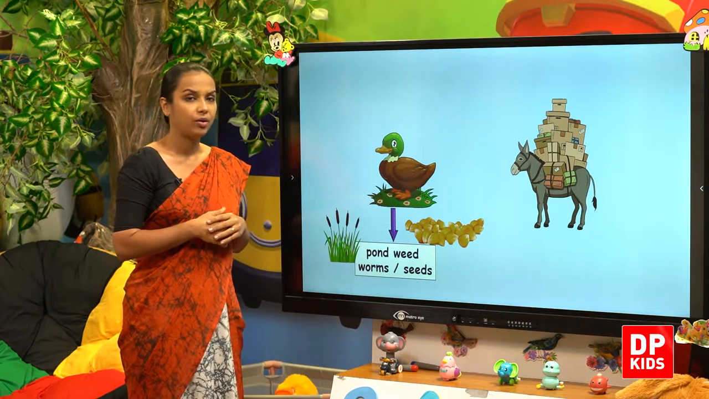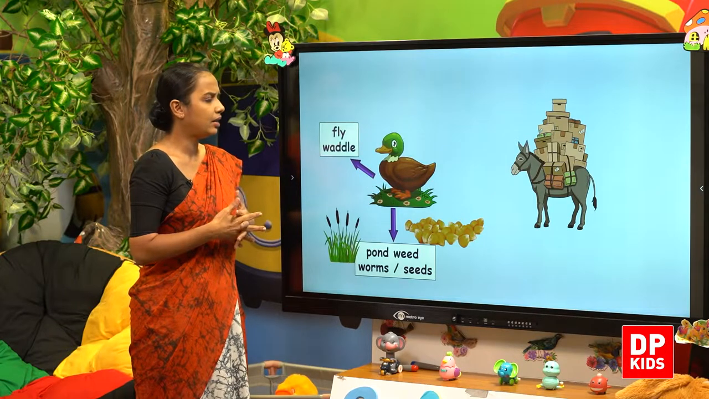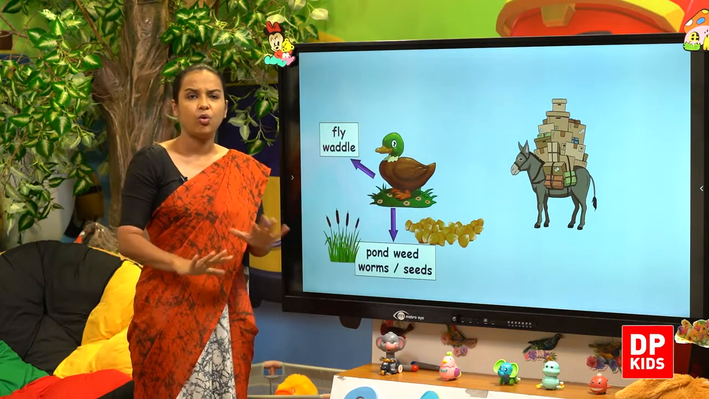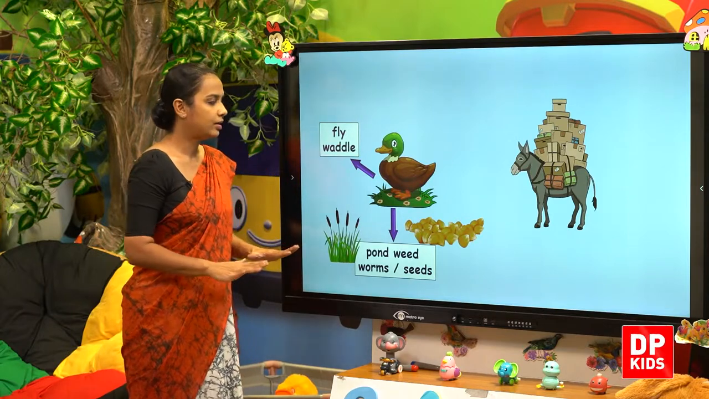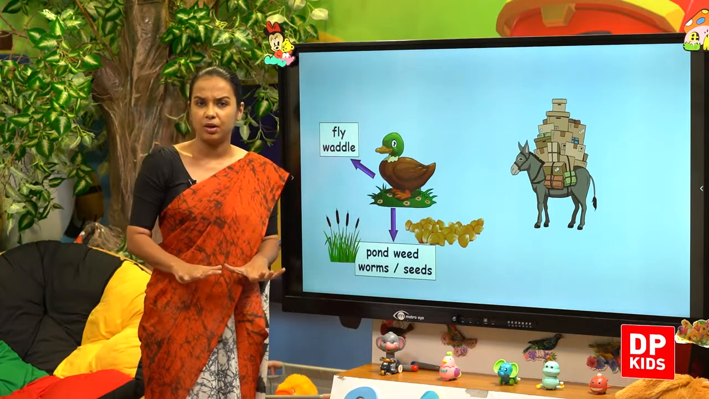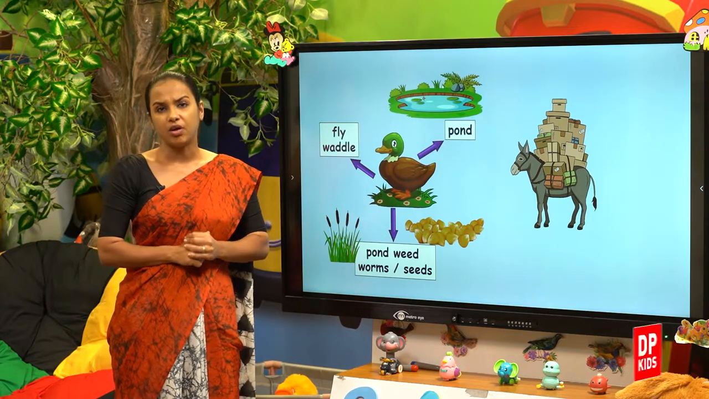So they eat all this, right? Where do they live and what do they do? They can fly and waddle, right? The duck's walk is called waddling. They can waddle, right? And also they live in a pond.